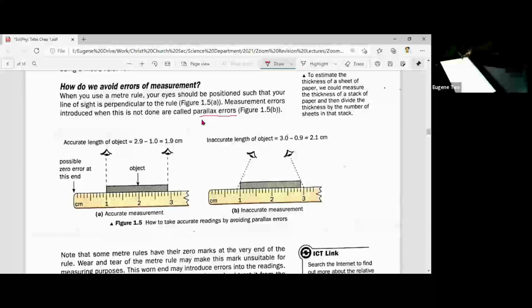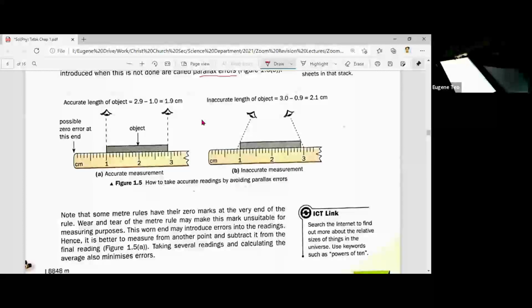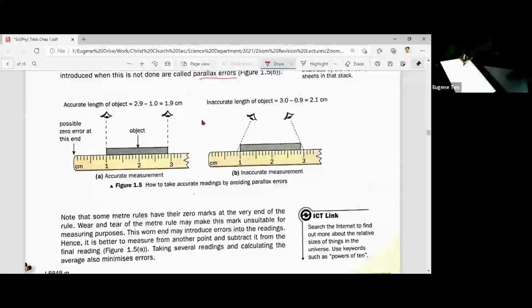So if ever a question asks you to identify errors that you may make or that may have been made, typically we'll highlight the zero error. That's one of them. If it is a zero error, what can you do to correct it? You will take the measurement and subtract the zero error from it, like what we have done just now. So zero error is an error that we've gone through just now.